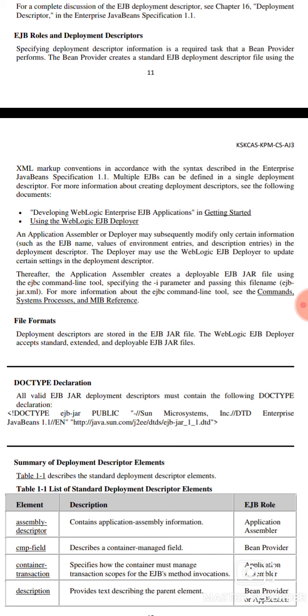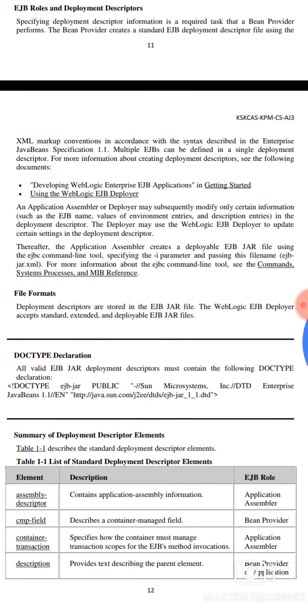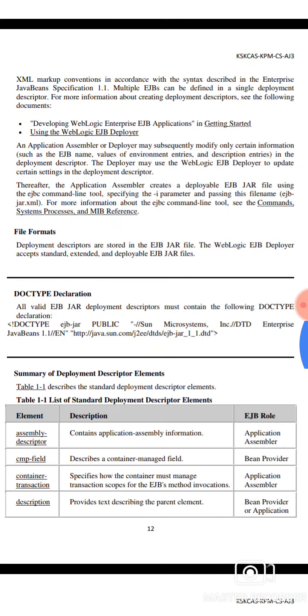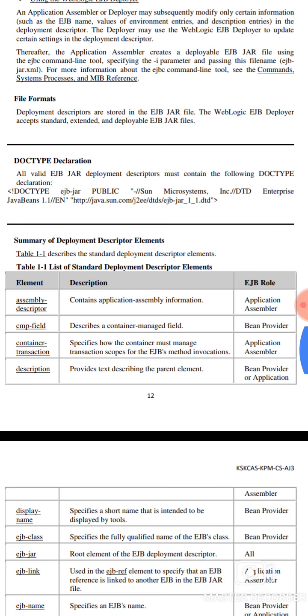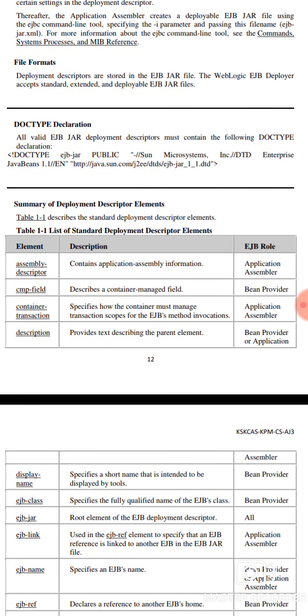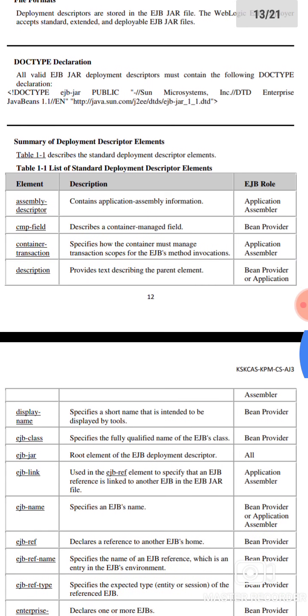Specifying the deployment descriptor: the information is required as the bean provider performs. The bean provider creates the standard EJB deployment descriptor using XML. Developing the WebLogic Enterprise EJB application: getting started using the WebLogic EJB deployer. The file format: the WebLogic EJB deployer accepts standard, extended and deployment EJB jar files.